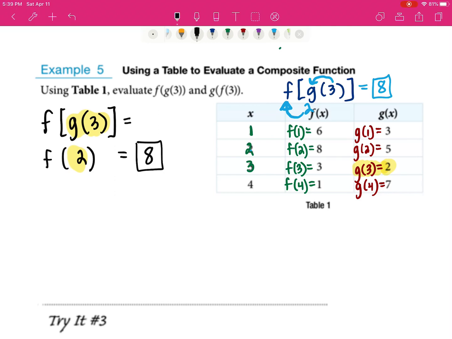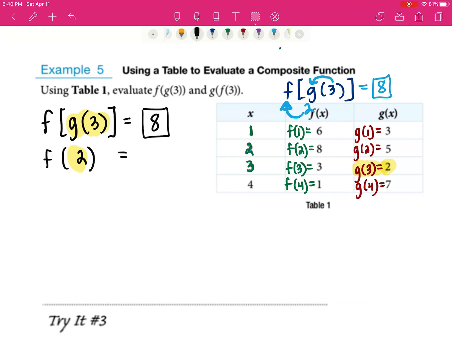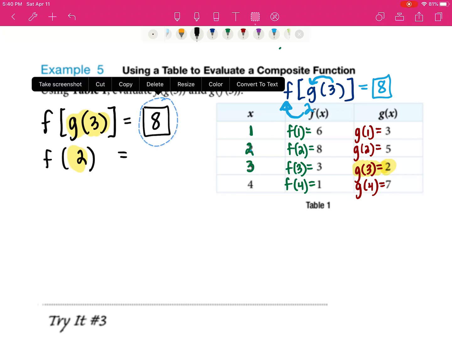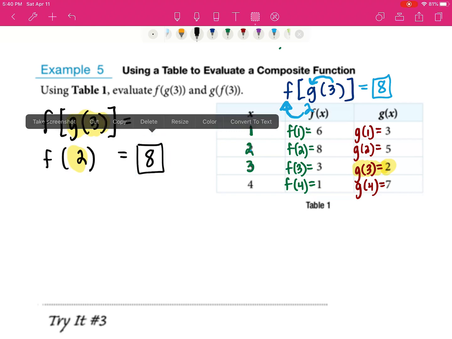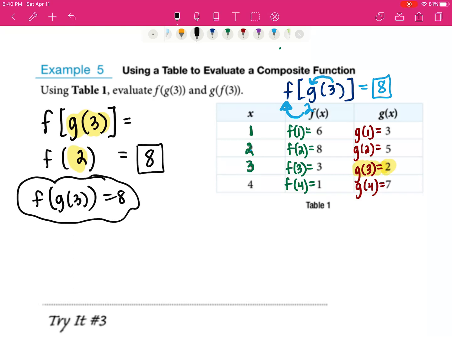So let's try g of f of 3. f of g of 3 is 8, right? So let's just write f of g of 3 is equal to 8. That was the first thing we needed to find.